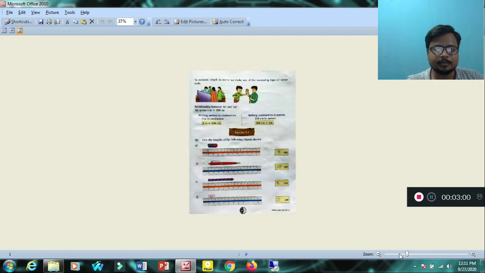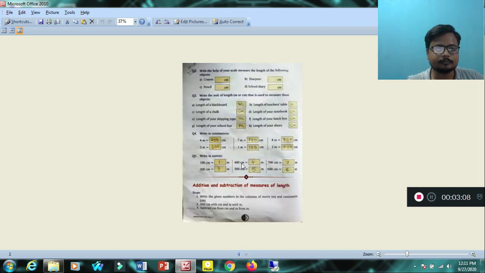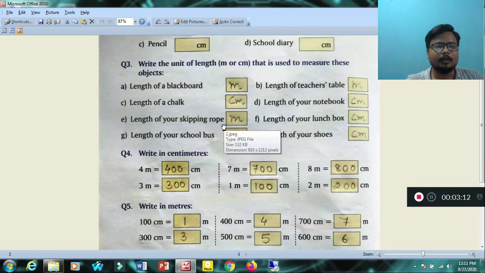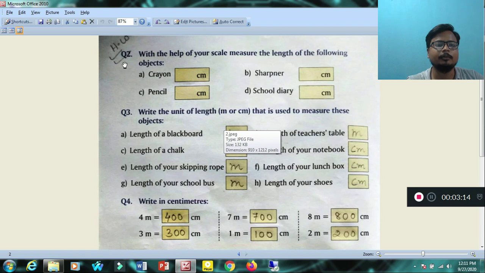So my dear students, you have to solve exercise 9.1 in your book in this way. Now let us move to next page. Okay. So let us see question number 2, as I have written here, homework. You can see it clearly, okay.